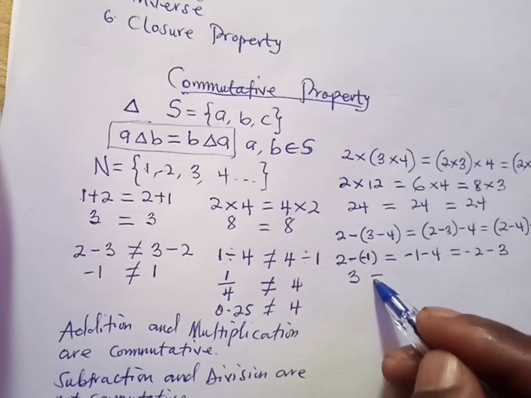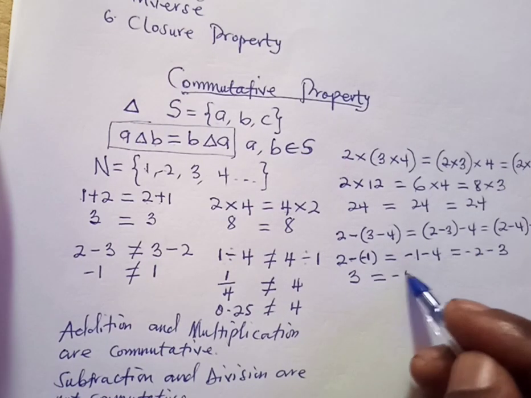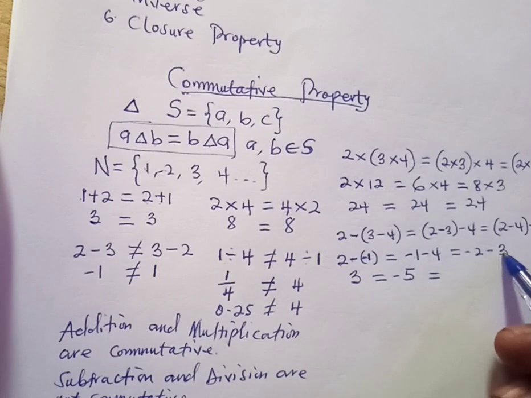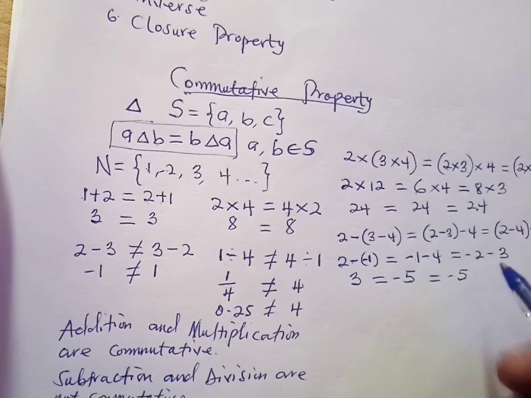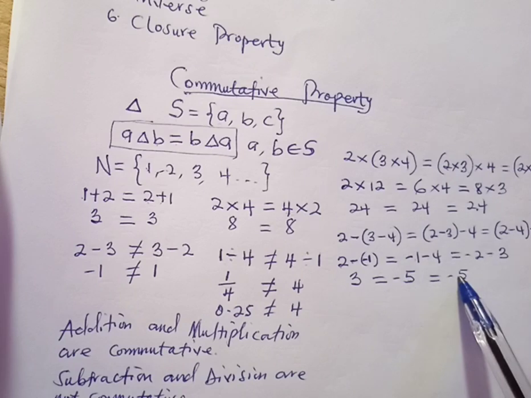3, which is equal to negative 1 minus 4 gives me what? Negative 5, which is equal to negative 2 minus negative 3 gives me what? Negative 5. Great. So let's compare whether they are the same. Now you see that here is negative 5, here is negative 5. Someone may say that they are the same.